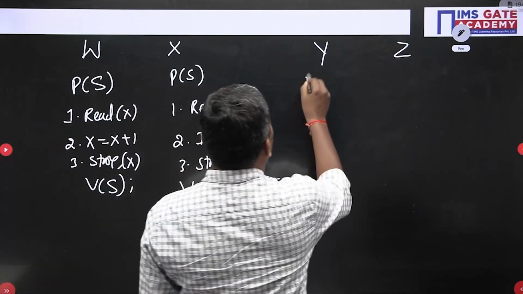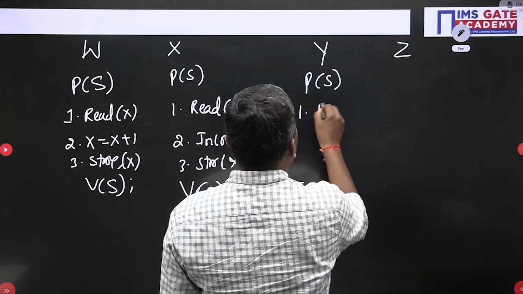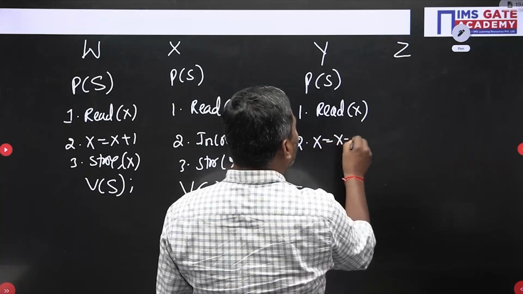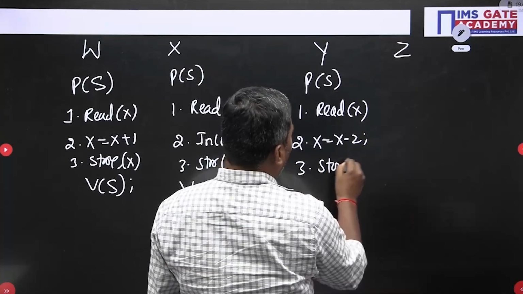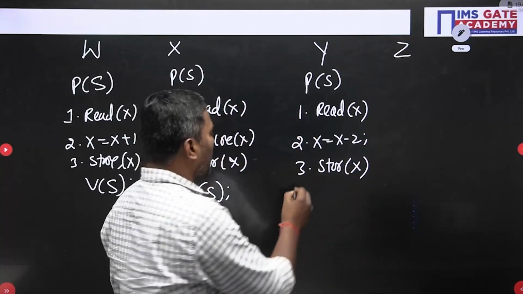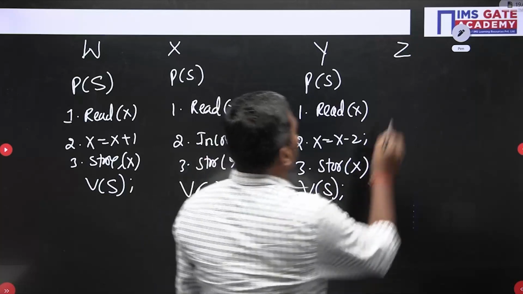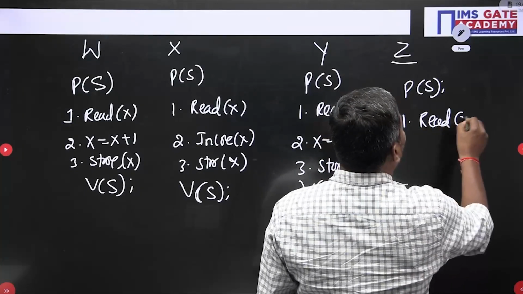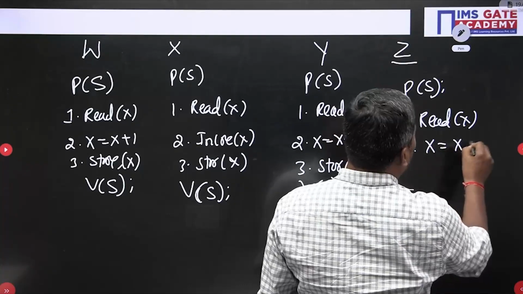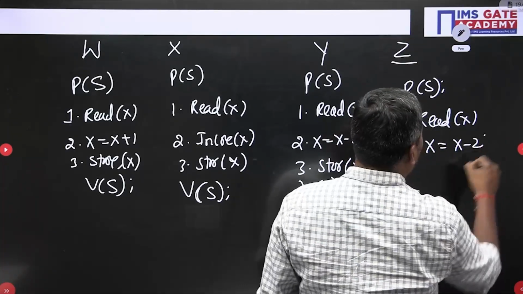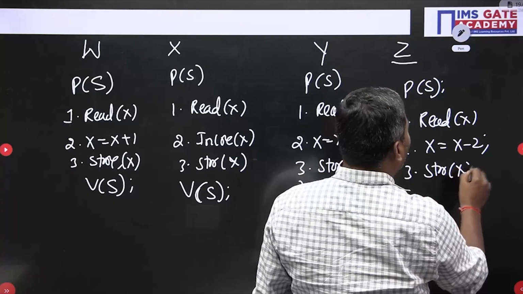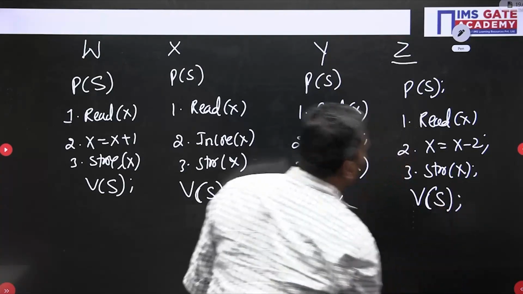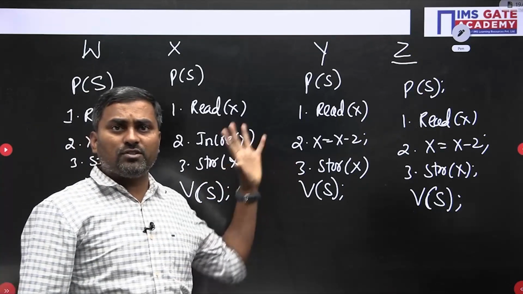So what is Y doing? It performs the down operation on S. Statement 1, read the value of X, and second, X equal to X minus 2, decrement by 2. Third, store this X value in memory, followed by the V operation on S. Z is doing the same: down on S, read X from memory, decrement X equal to X minus 2, then store this X value into the memory location and perform V of S. The verbal statement was given, so I have written it as code.